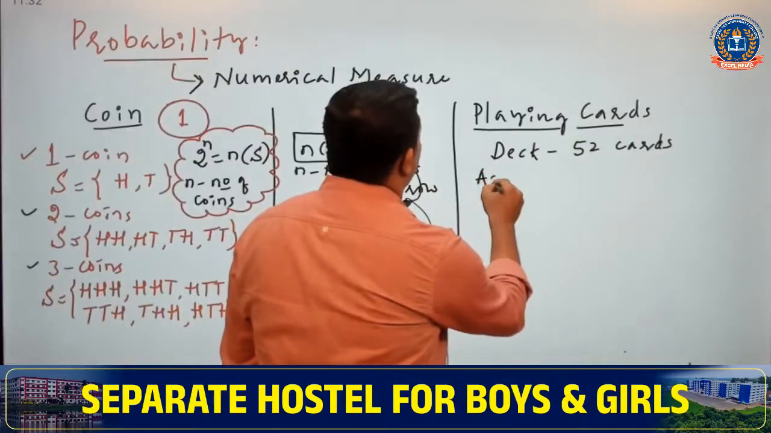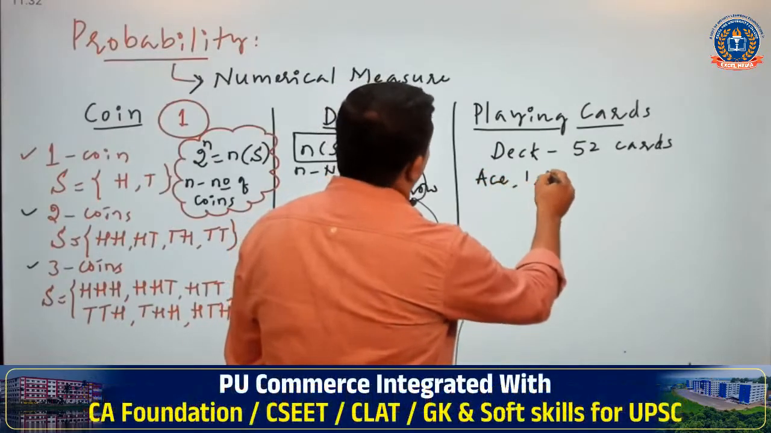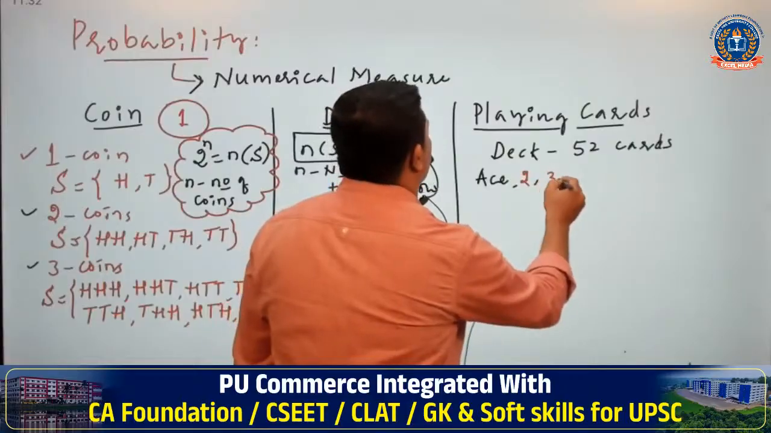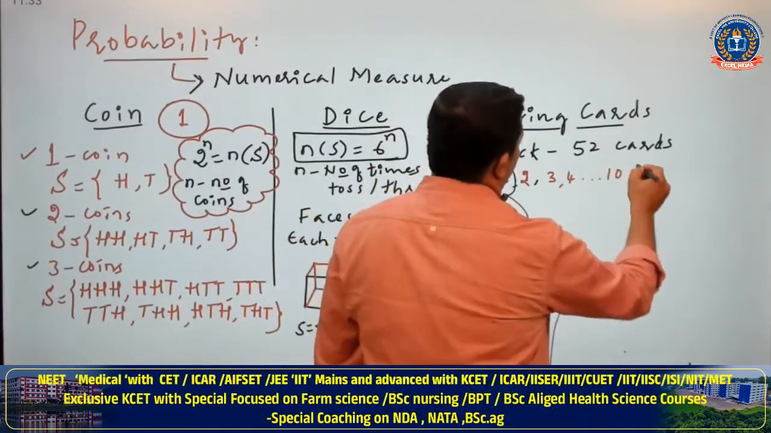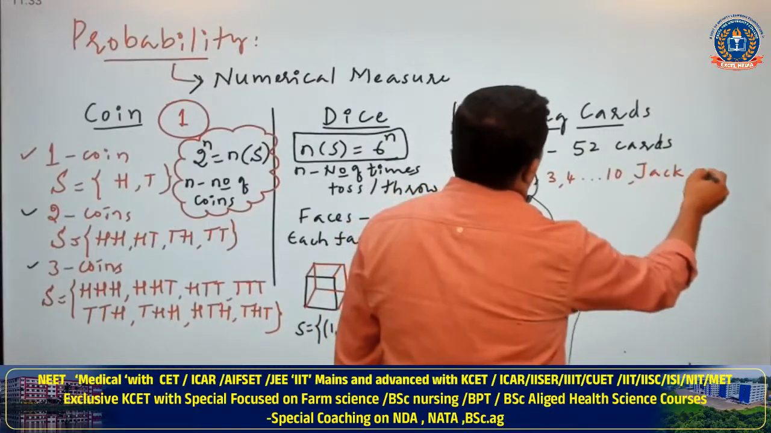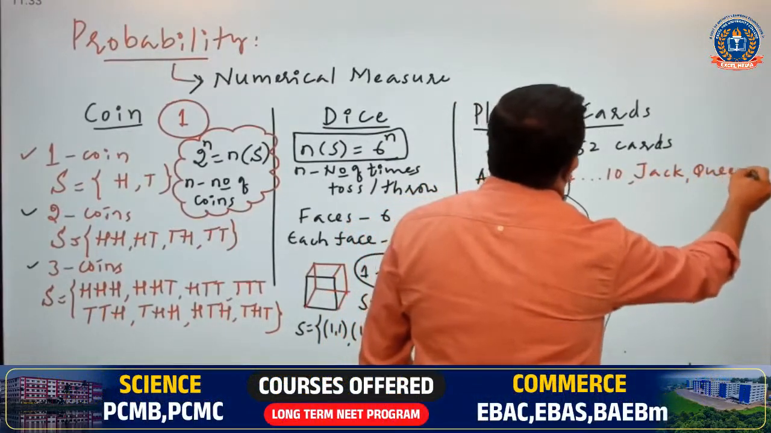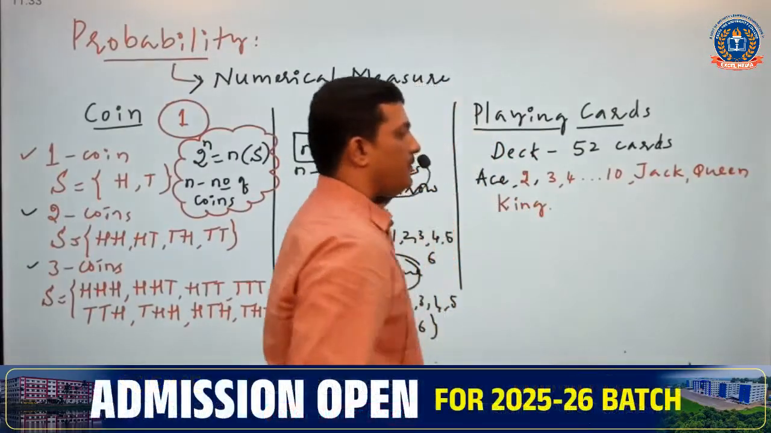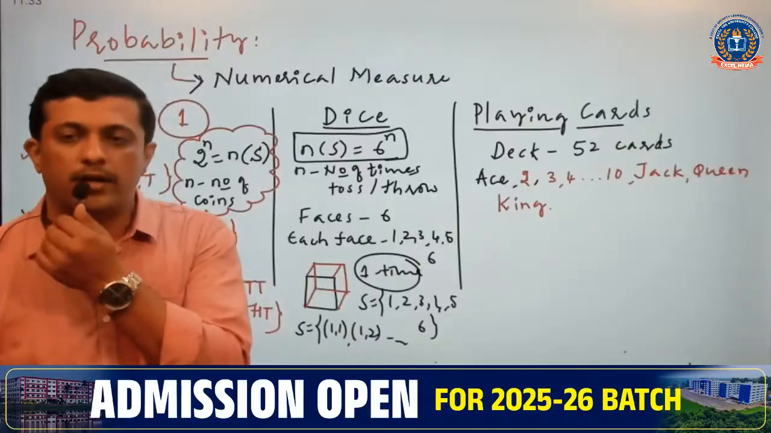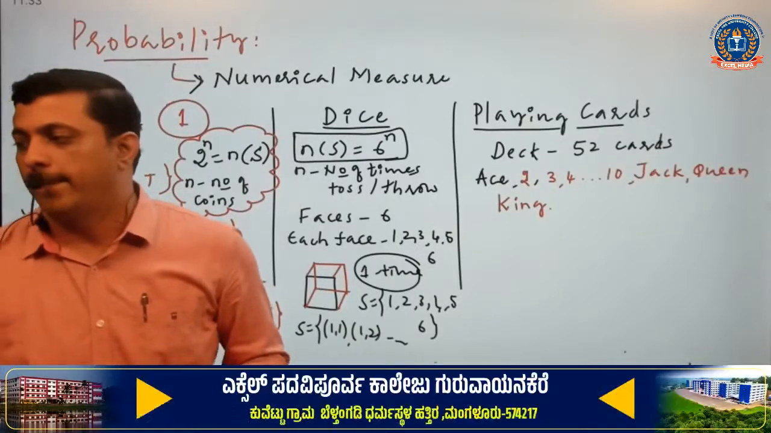The first card is an ace, and then 2, 3, 4 and so on up to 10. Then the jack, queen, and the 13th one is a king. The total is 13 cards, right?